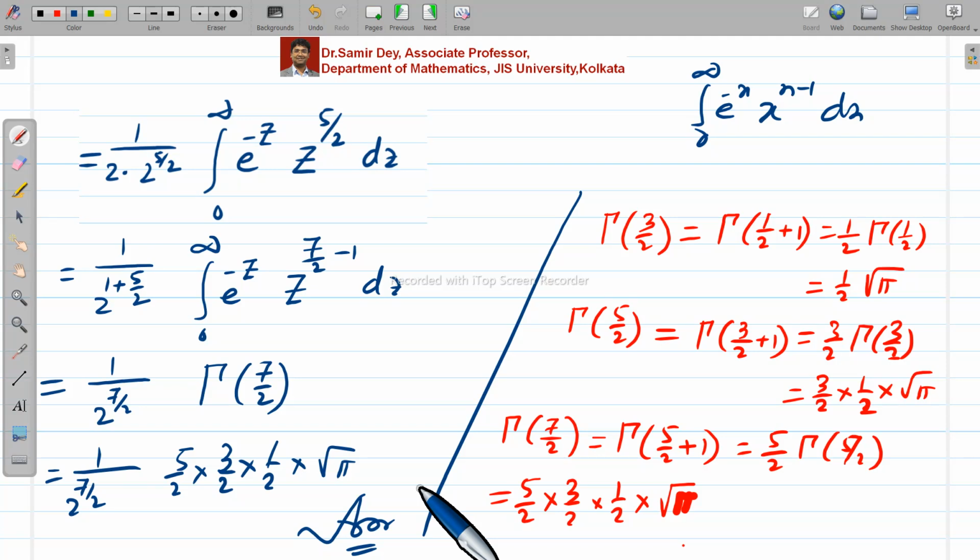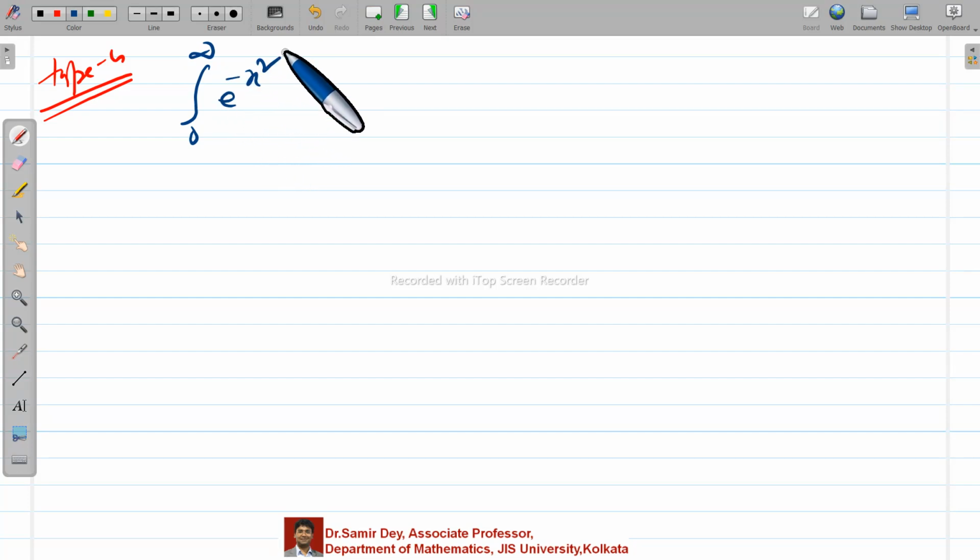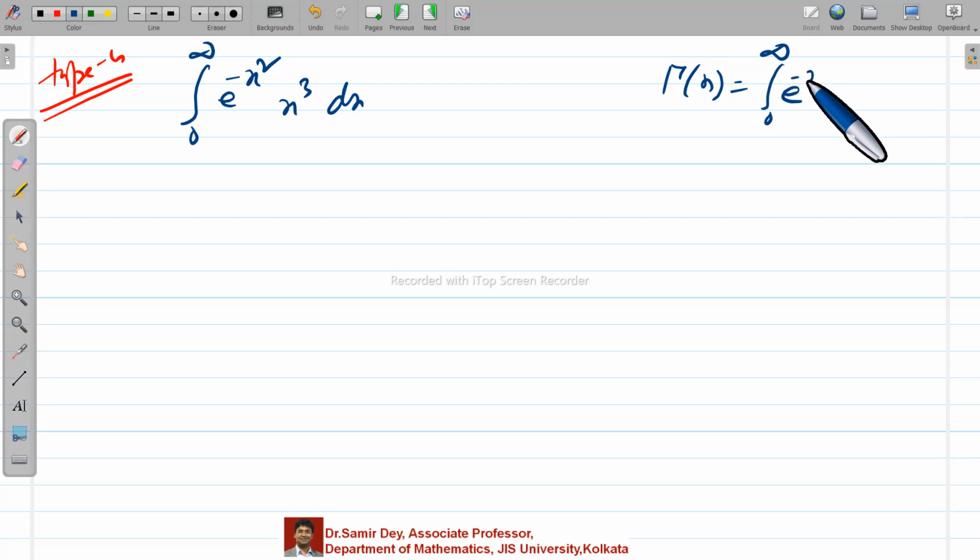Okay, clear? Now I'm going to solve another type of question. Type 4. Please write down another question: integral from 0 to infinity of e to the power minus x square, x to the power 3, dx. It is a very important question. On the right side, same process, gamma n equals integral from 0 to infinity of e to the power minus x, x to the power n minus 1, dx.